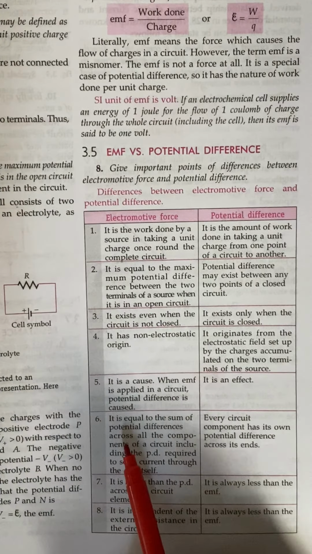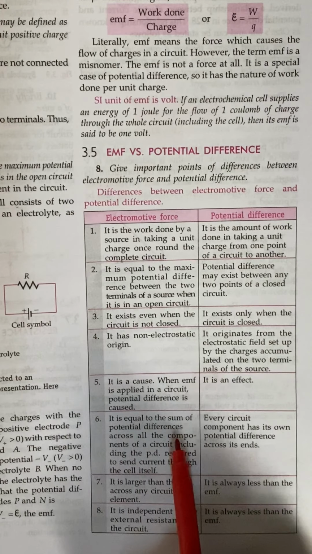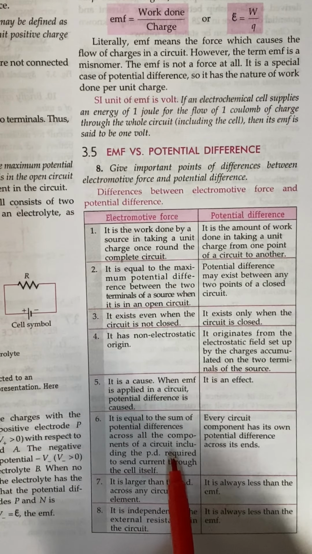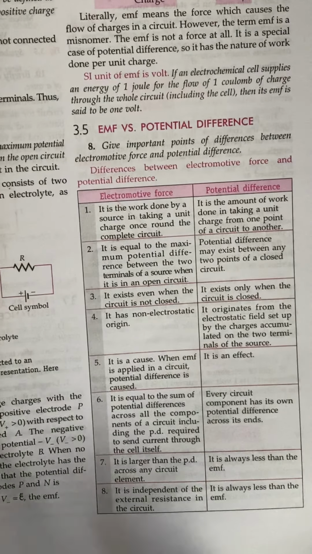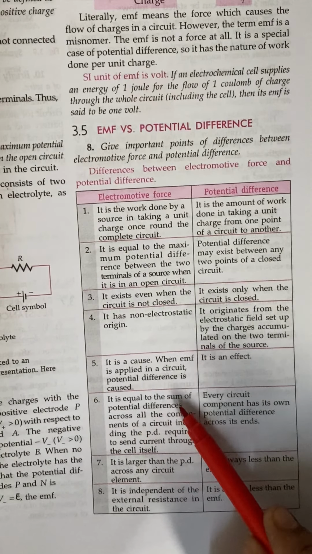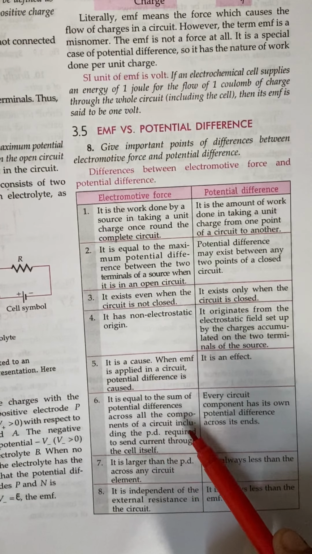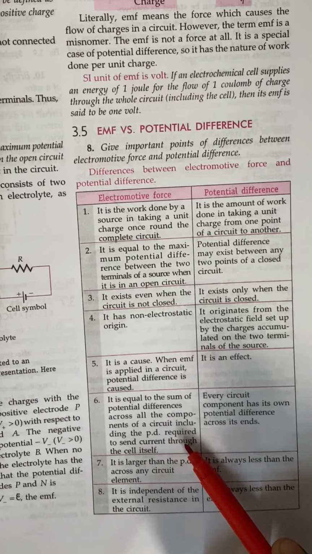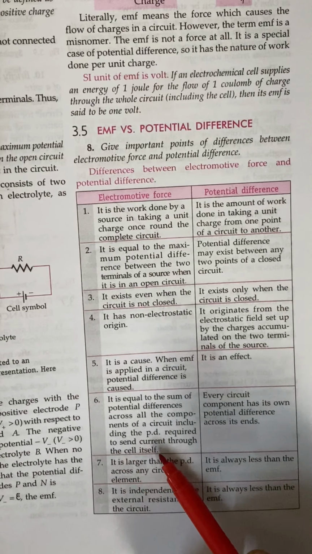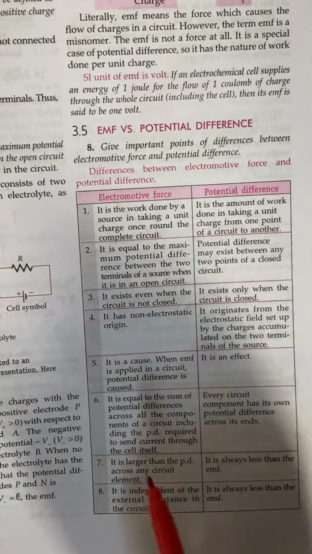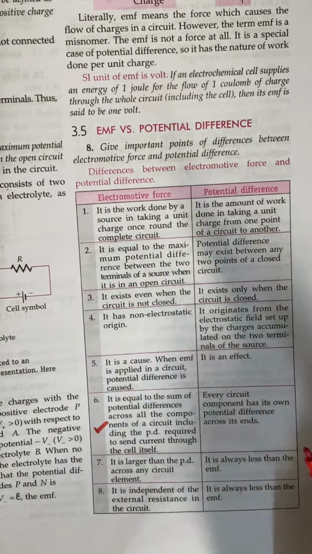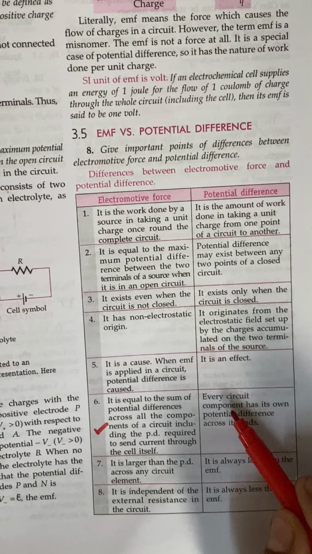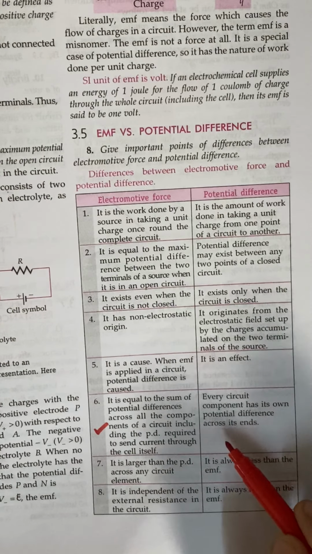Okay, now the next point is, it is equal to the sum of the potential differences across all the components of the circuit, including the potential difference required to send current through the cell itself. Now what is this? In this case we can say that the EMF is equal to the sum of the potential difference across all the components of the circuit, including the potential difference required to send current through the cell itself. This point we are going to study in the next topic, in a proper manner.